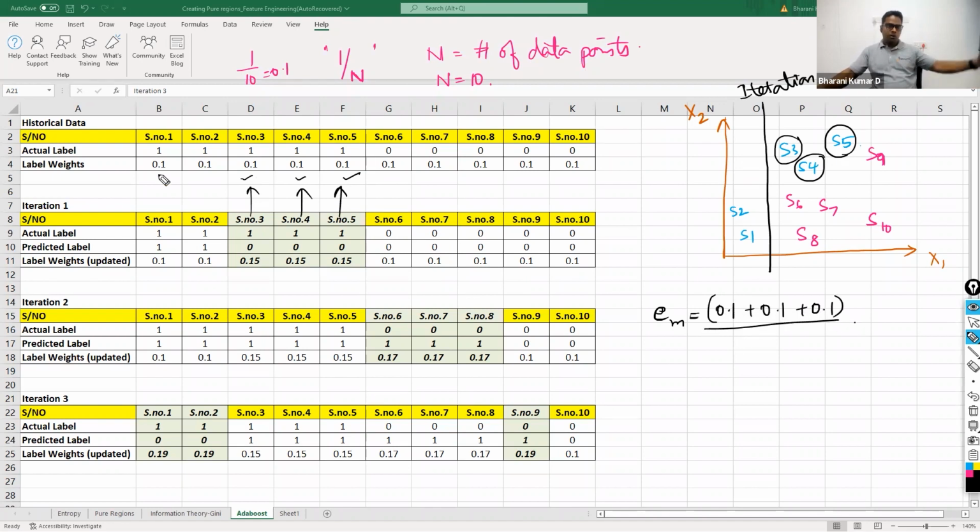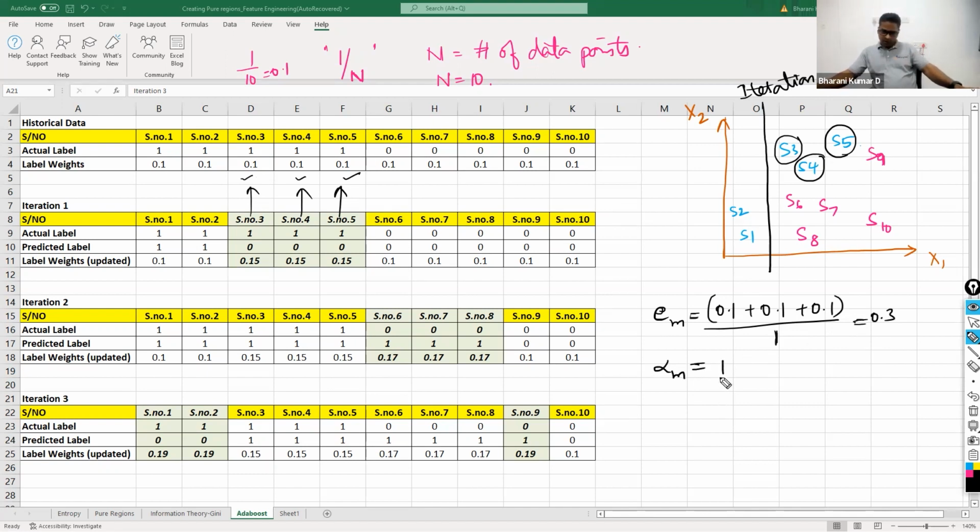divided by the overall summation of all these weights. When you add all of them, what will you get? 1. Summation, not average. Add all these 0.1, 0.1, etc. You get 1. So this will give you 0.3. Once you get this, you need to calculate something called alpha.